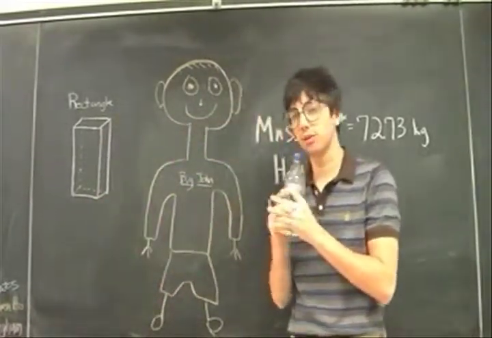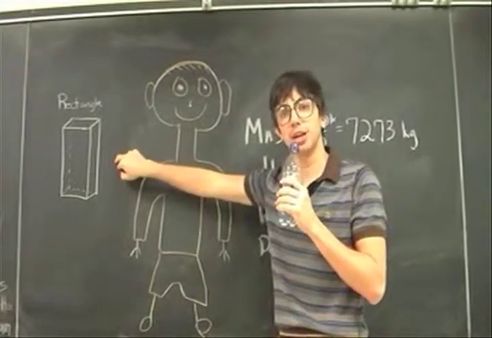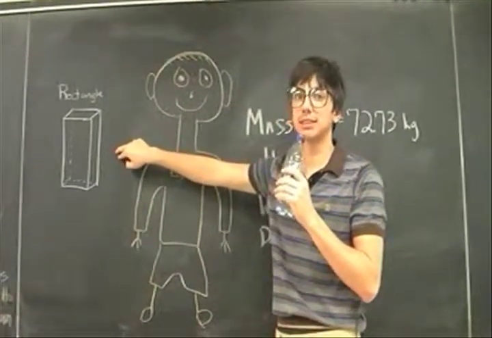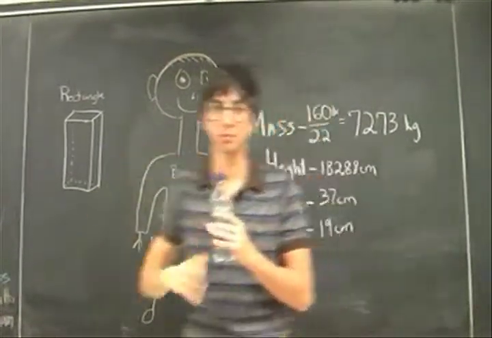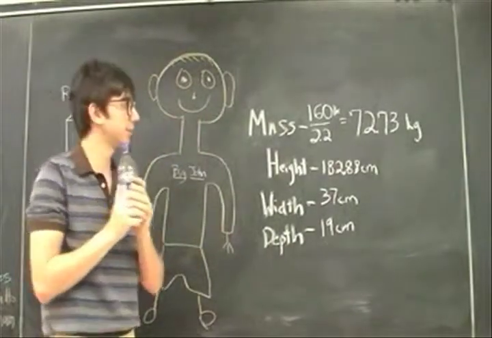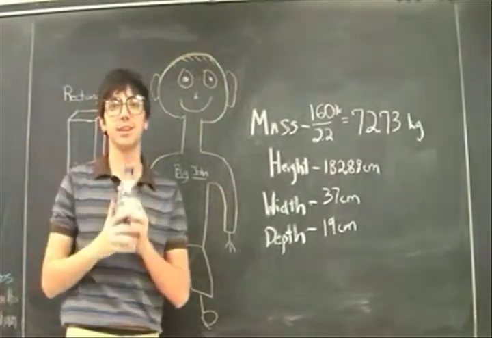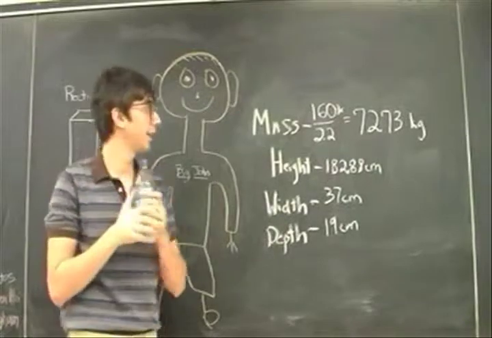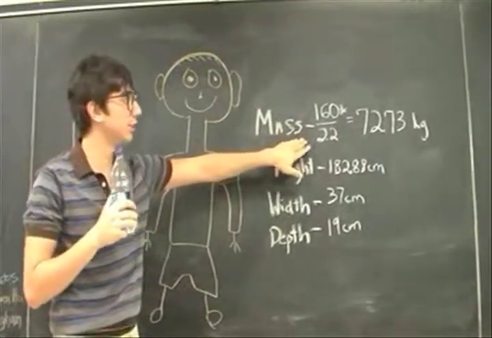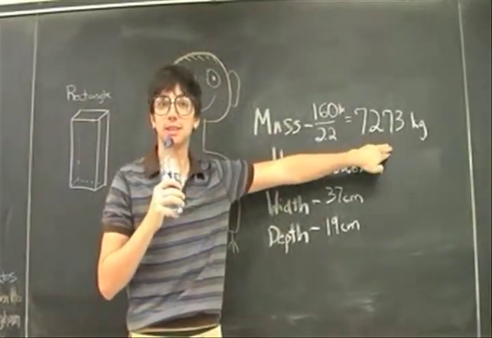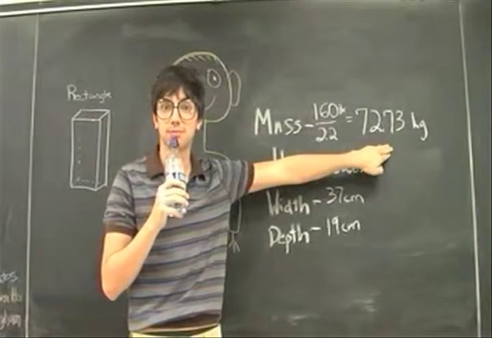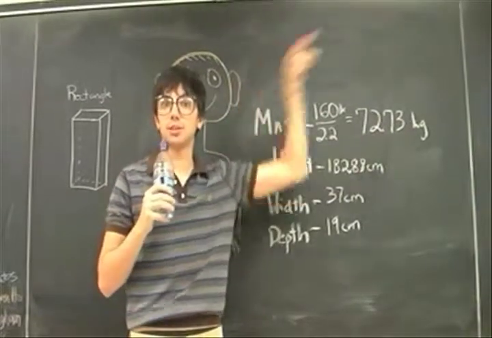It's important to note, we're going to be considering Big John as a rectangle, because that makes things easier. Lastly, we took his mass, buck 60, used Google to find out what that meant, and then divided it by 2.2 to find his kilogram mass. Let's go to our diagram.